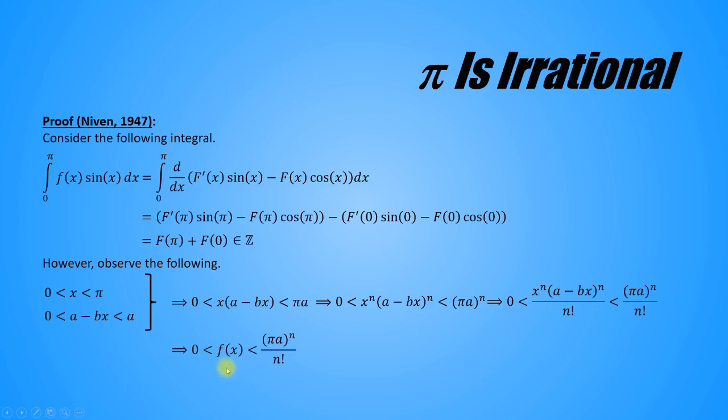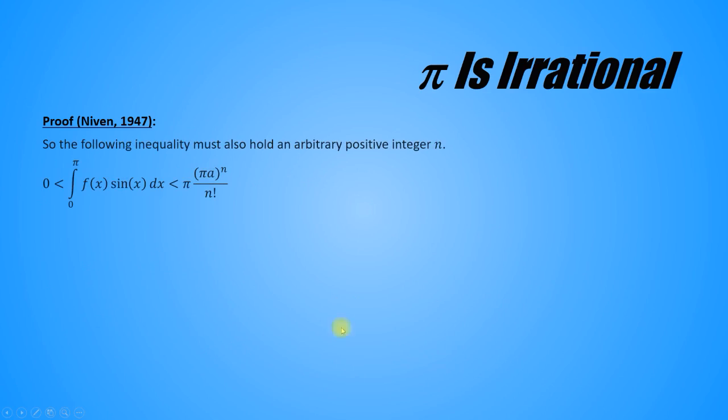And when x is between 0 and pi, the sine of x is between 0 and 1, so I can include that without changing the bounds. So, on the open interval from 0 to pi, the integrand is positive, and it's bounded above by pi a to the n over n factorial. We're almost home. We see now that the integral has to satisfy this inequality. On the right, it's bounded above by the upper bound of the integrand times the width of the interval of integration, which is pi. And on the left, we see that the integral has to be positive. So not only is the integral integer valued, its value has to be a positive integer.